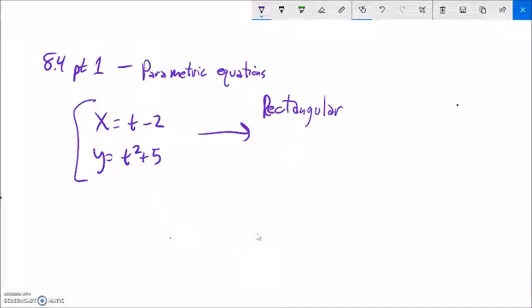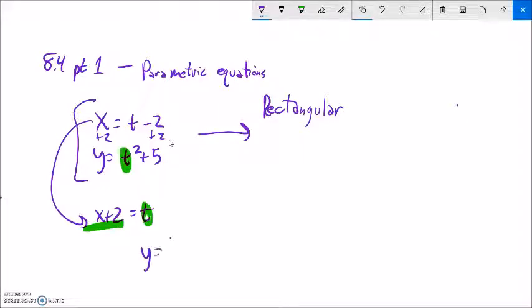Let's do one more. Let's take this parametric equation, change it into rectangular. So I could solve either one of these for t. And notice in this case, if I solve the y equation for t, I'd end up with square root of something. So I think I'll solve this one for t. Just add 2 to both sides. And now I know that t is this. So what I can do is substitute that into the other equation. In other words, this equation, y equals t squared plus 5, but I know that t is x plus 2.